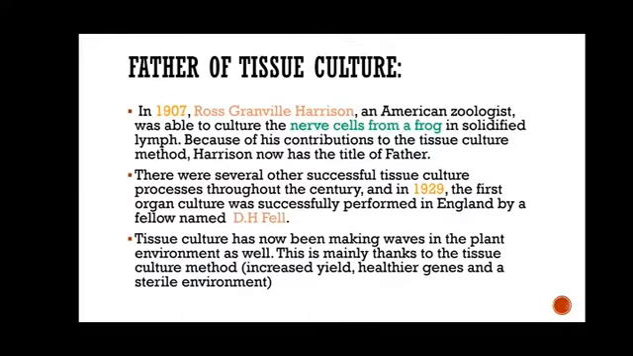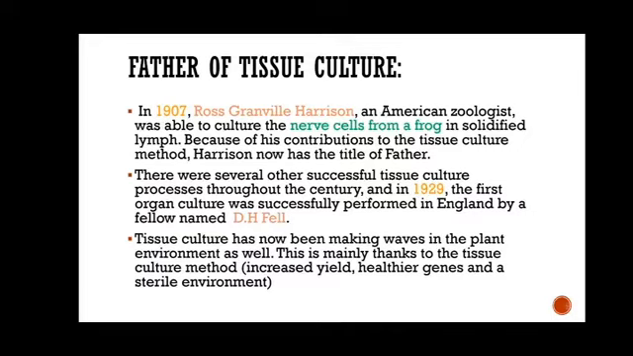Father of tissue culture. In 1907, Ross Granville Harrison, an American zoologist, was able to culture the nerve cells from a frog in solidified lymph. Because of his contributions to the tissue culture method, Harrison now has the title of father. Yeah, he is the father of tissue culture.